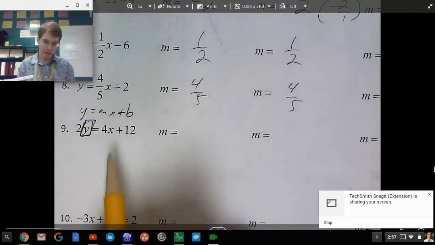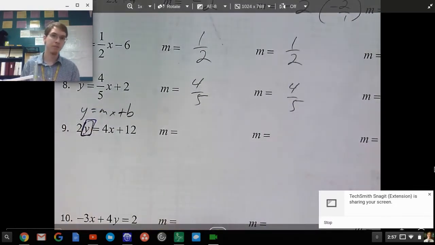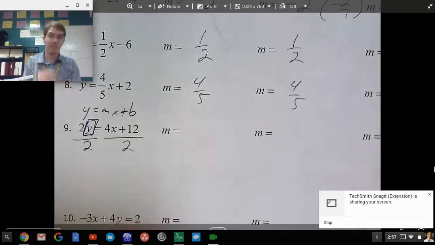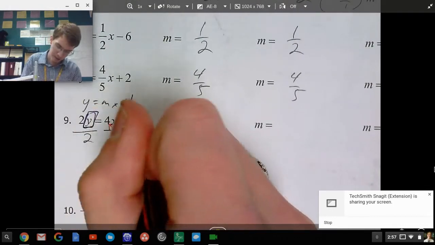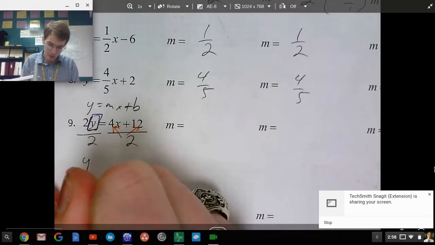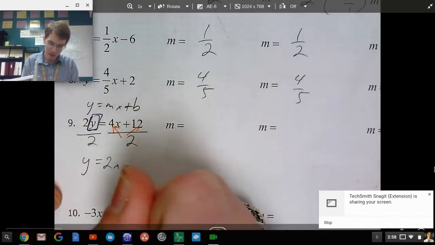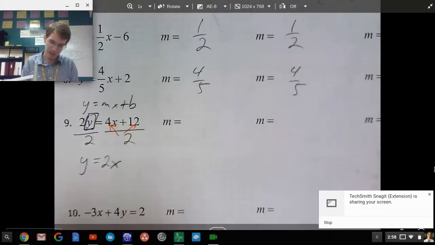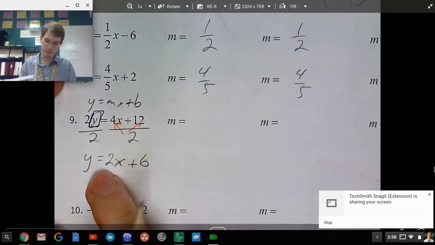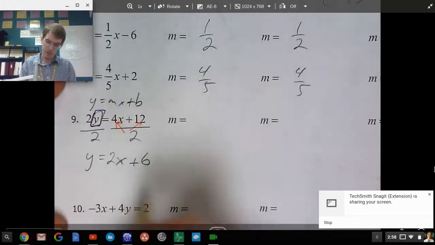What's keeping us from having that box by itself? It's the 2, right? So we're going to divide by 2. And we make sure we divide everything by 2. It's the distributive property, really. Like when we distribute, we have to multiply everything by some number. So we get y equals 2x plus 6. 4 divided by 2, 12 divided by 2. So the slope is 2.